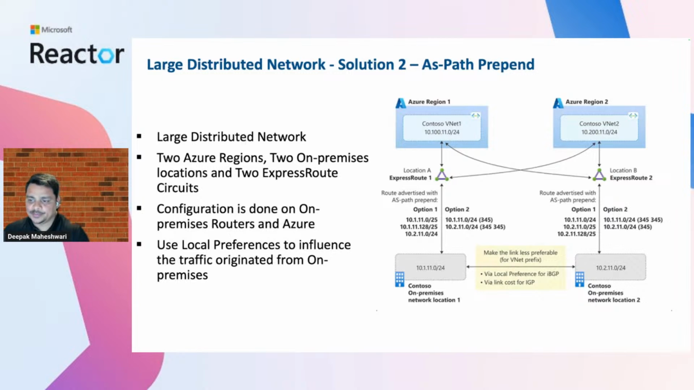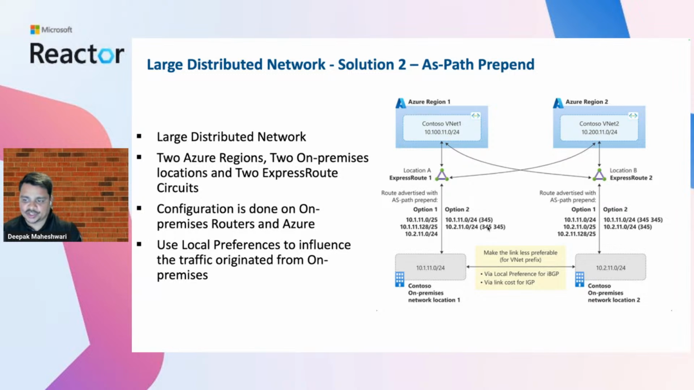The only difference is that I'm adding the AS path prepend. What this AS path prepend is going to do is make the secondary path a secondary choice, right? The first one, which has got the ASNs 345, is going to be the preferred one. And the second one is always going to be a backup. If the first one happens to be down, then the secondary one will kick in.